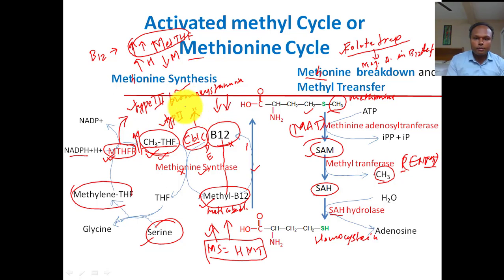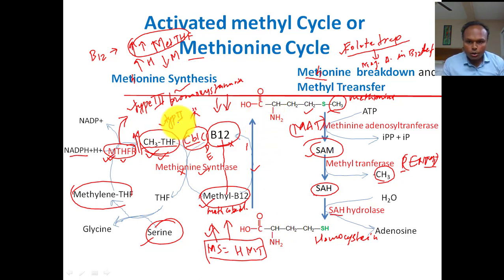So what happens in type 3? Let me revise. What happens in type 3 homocystinuria? Type 3 homocystinuria is because of a folate metabolism defect, and generally the most common enzyme deficiency is methyl tetrahydrofolate reductase. Because of that, homocysteine will not convert into methionine because of lack of transfer of the methyl group, and as a result, homocysteine will increase and methionine concentration will decrease.